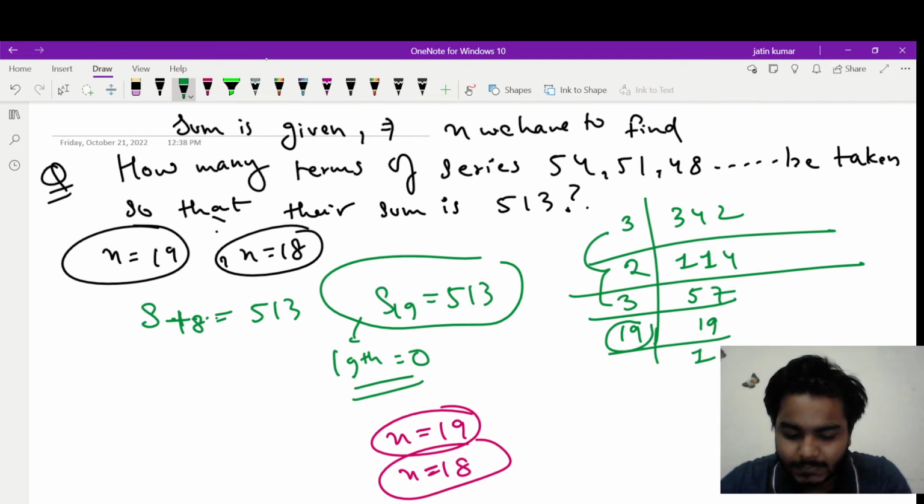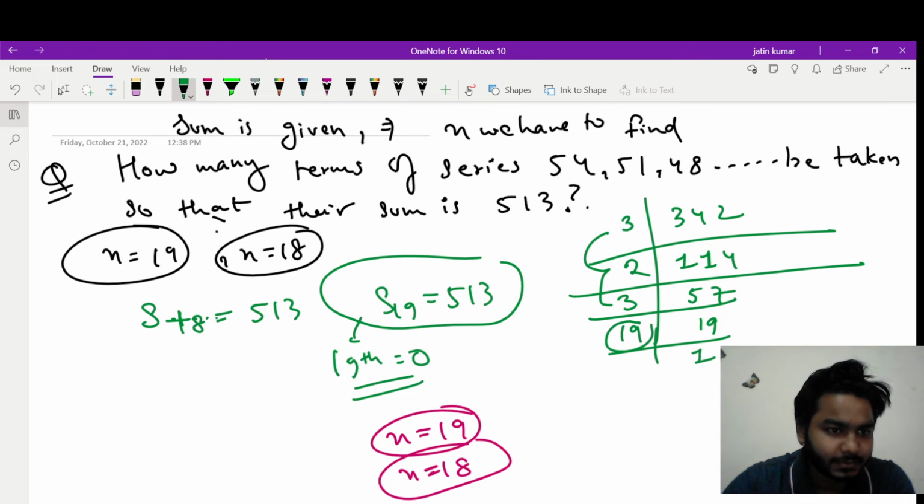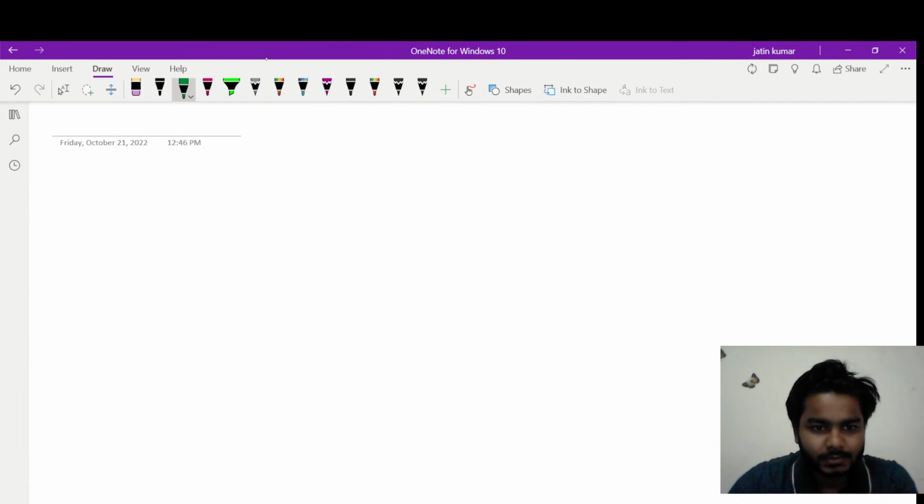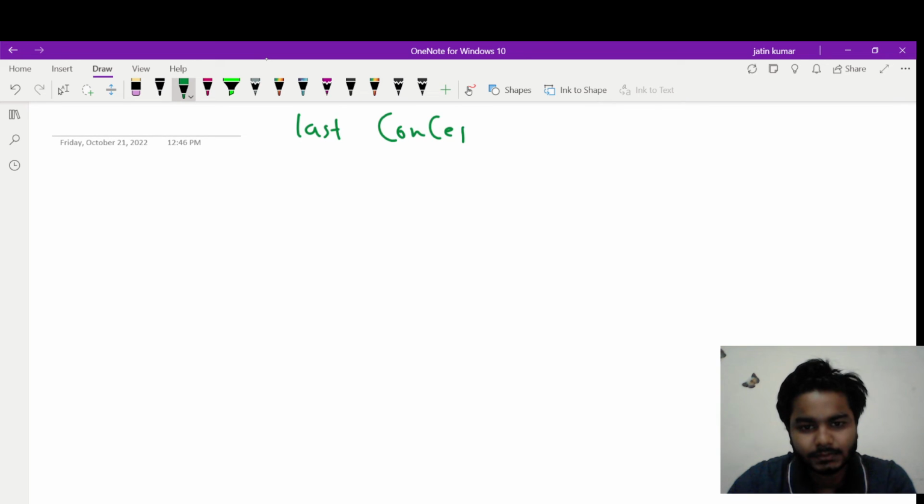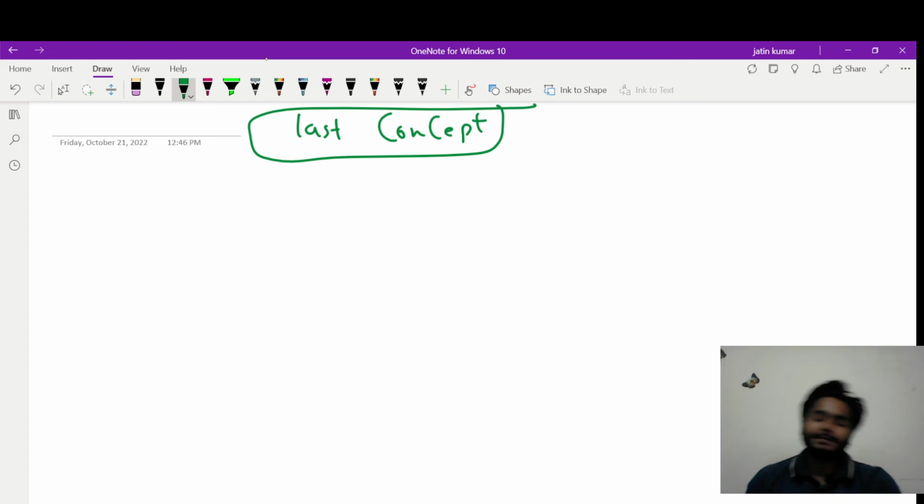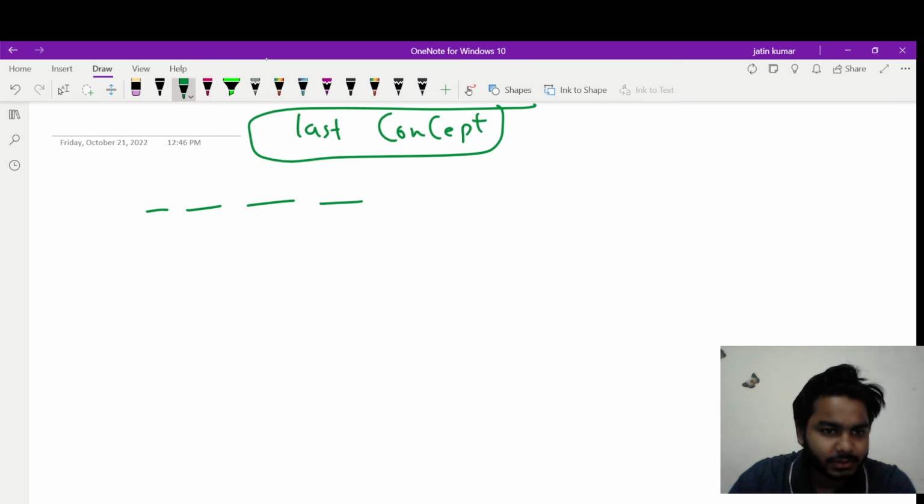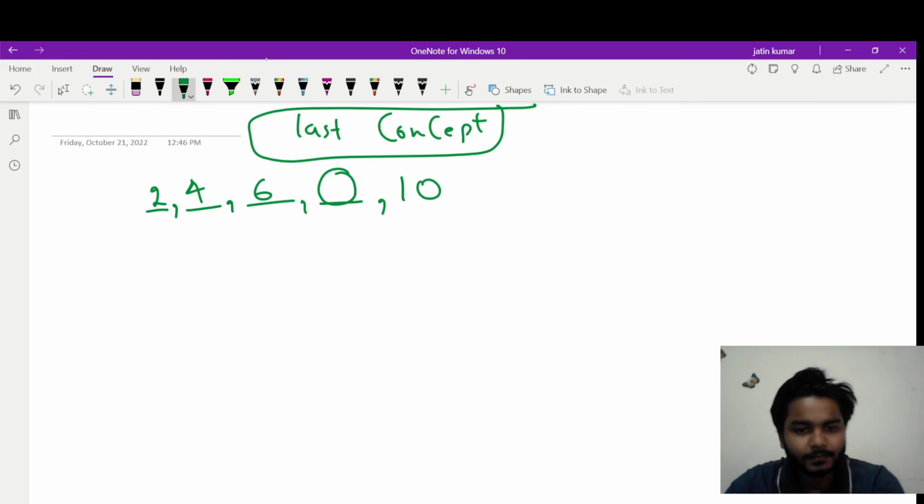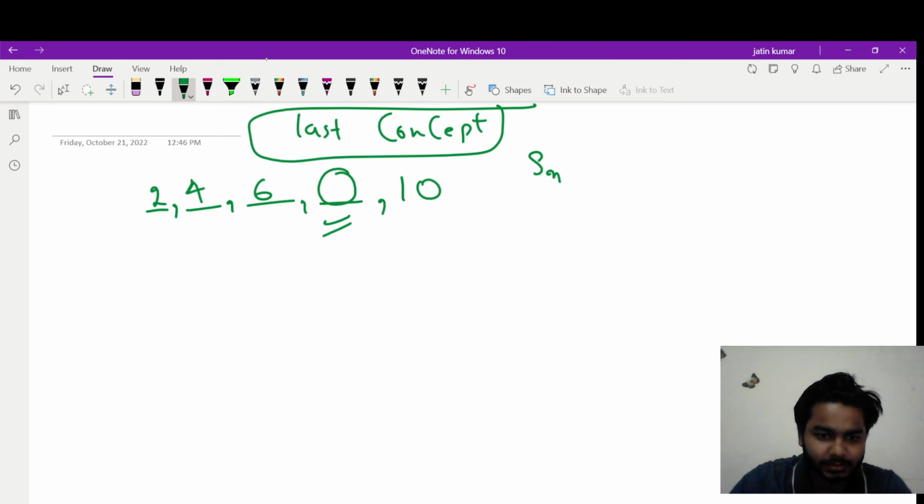Now the last concept in this chapter: in case we remove some terms in an AP. Let's take an AP 2, 4, 6, dash, 10. In case we are given the sum of n terms and we have to find some particular term in the AP, suppose this is the fourth term: first term, second term, third term, this is the fourth term, and this fourth term is removed from the question and we have to find that fourth term.